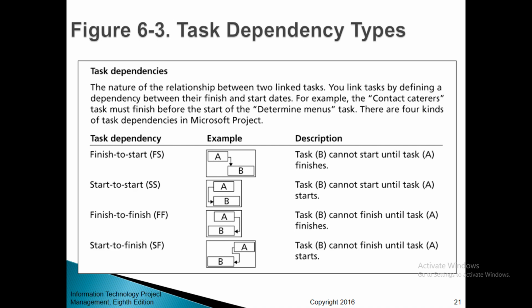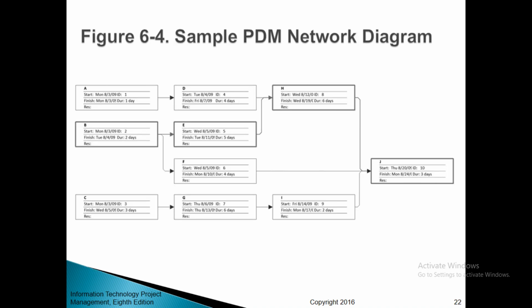The task dependencies are finish to start, start to start, finish to finish, and start to finish. There is an example with arrows from A to B, which you can also see in figure 6-3. The descriptions are: task B cannot start until task A finishes; task B cannot start until task A starts; task B cannot finish until task A finishes; and task B cannot finish until task A starts.